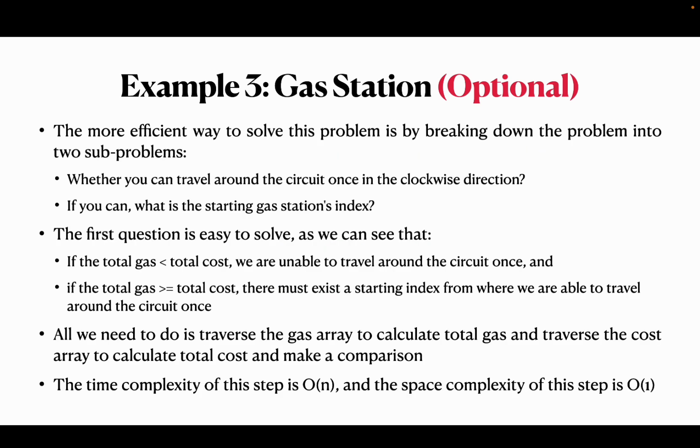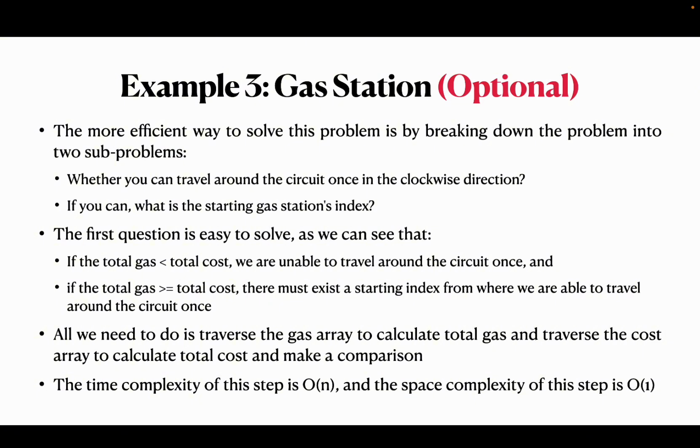The more efficient way to solve this problem is by breaking it down into two subproblems. The first problem is whether we can travel around the circuit once in the clockwise direction. If we can, the second problem will be: what is the starting gas station index?